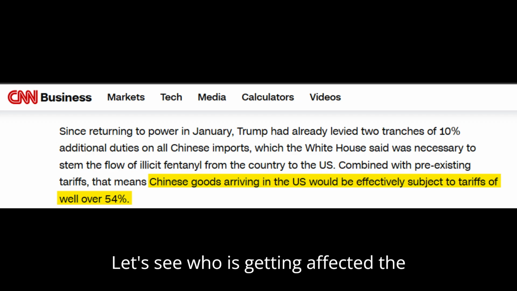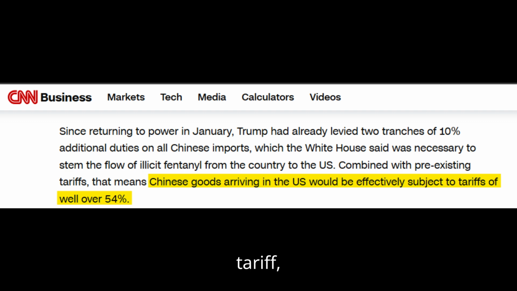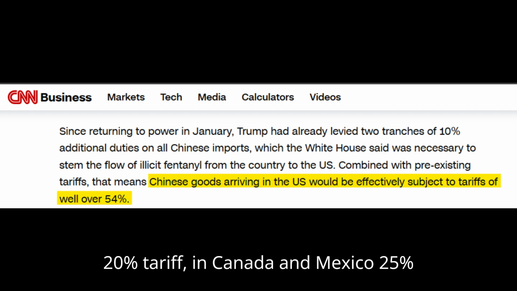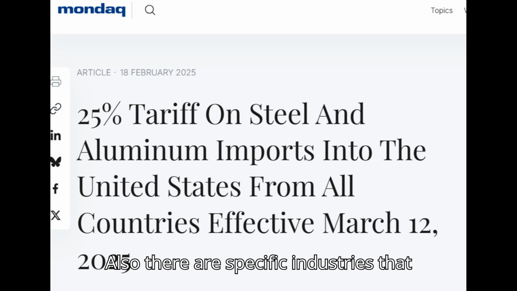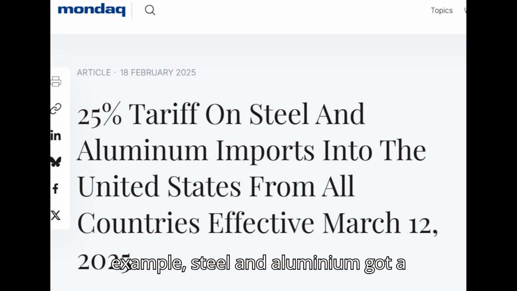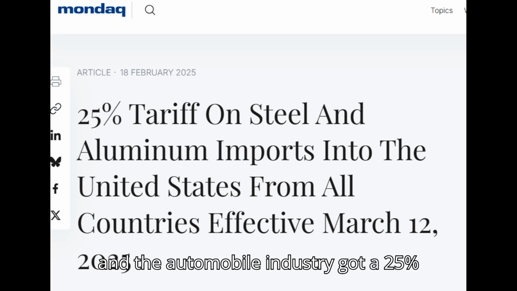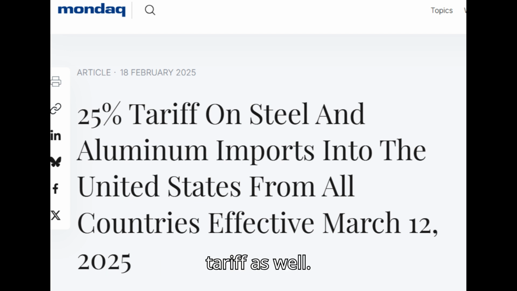Let's see who is getting affected the most. China took a hit of 54% tariff, the European Union got 20% tariff, and Canada and Mexico 25% tariff. Also, there are specific industries that got tariffed with a high percentage. For example, steel and aluminium got a 25% tariff, and the automobile industry got a 25% tariff as well.